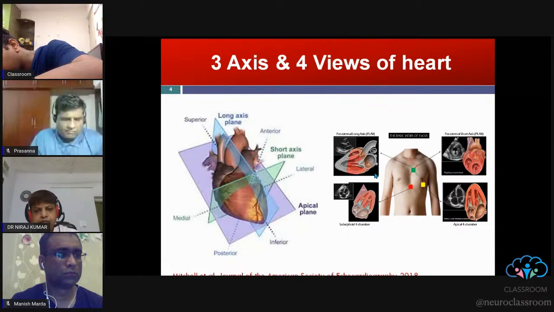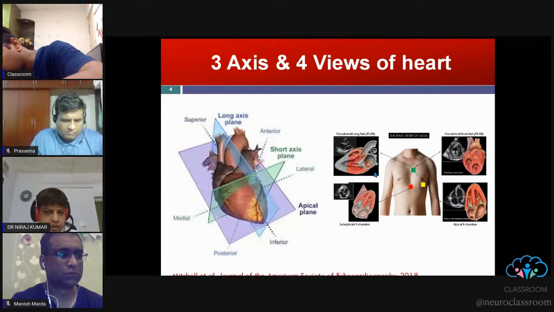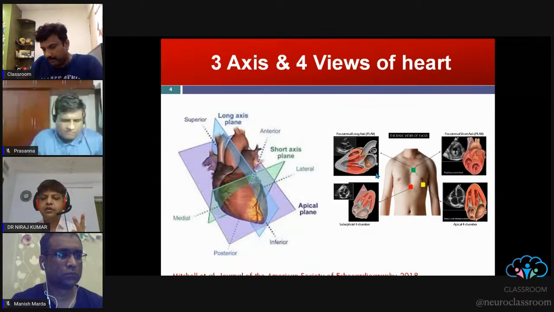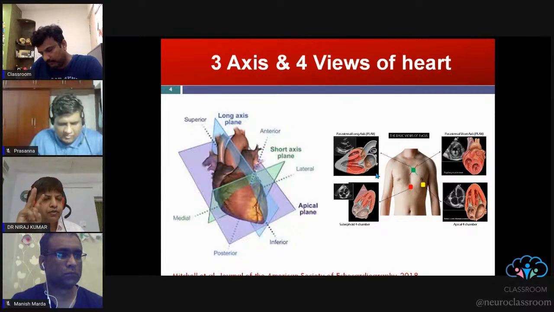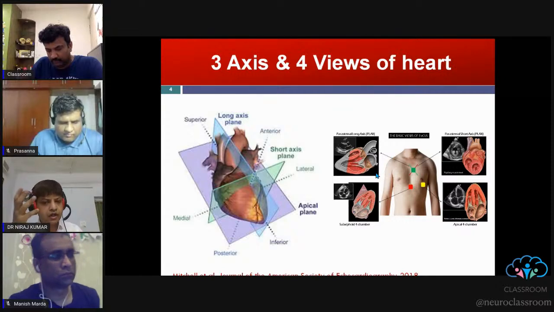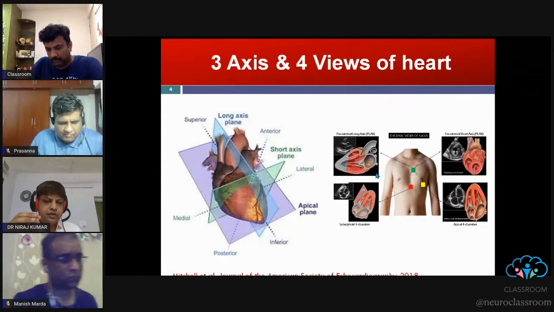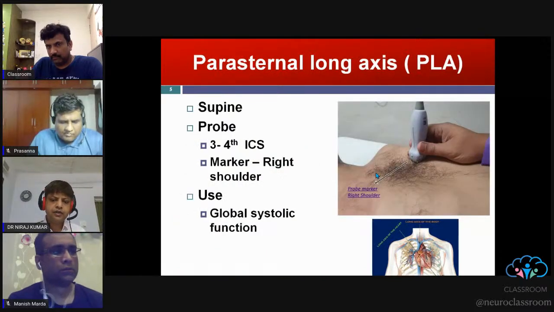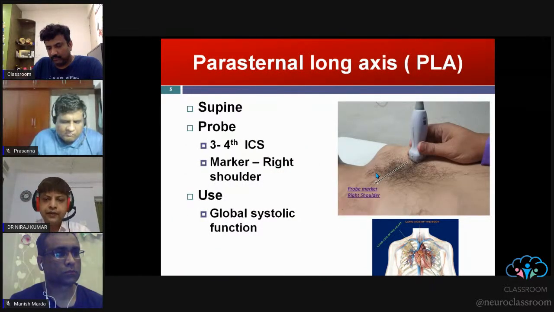Remember, in the first class we discussed there are three kinds of probe. One is the linear probe, then the curvilinear probe, and third is the cardiac probe or phased array probe. So we are doing basic echocardiography, so we are using the phased array cardiac probe. And regarding orientation marker, we have just discussed that the orientation marker for the cardiac probe is on the upper right side of the patient.